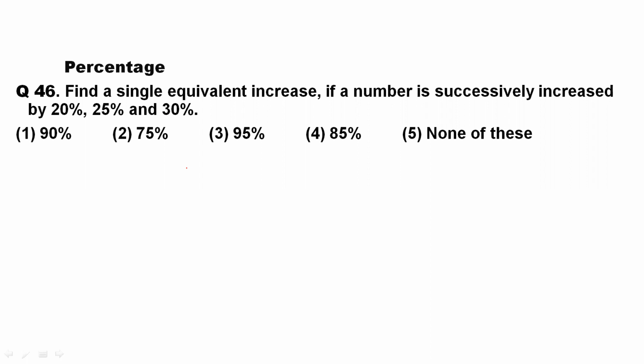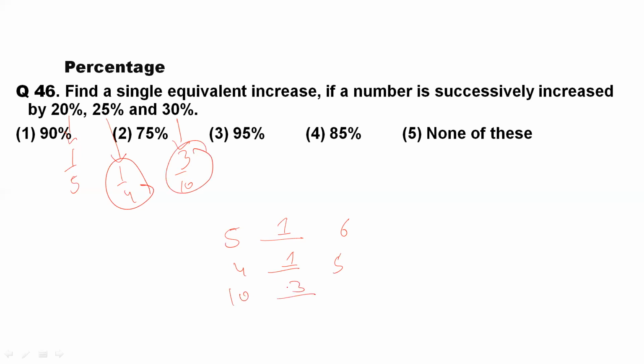Now I am using the fractional method here. 20% is equal to 1 by 5. 25% is equal to 1 by 4. 30% is equal to 3 by 10. What that means is, 5 is increased by 1, it will become 6. 4 is increased by 1, it will become 5. This is the meaning of that. And 10 is increased by 3, it will become 13. That is the calculation we have.